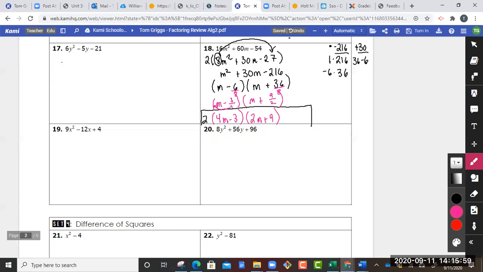Try one on your own, just to make sure we got this. So try 19. And then we'll do that last type of factoring, which is much quicker. Try number 19. No greatest common factor.